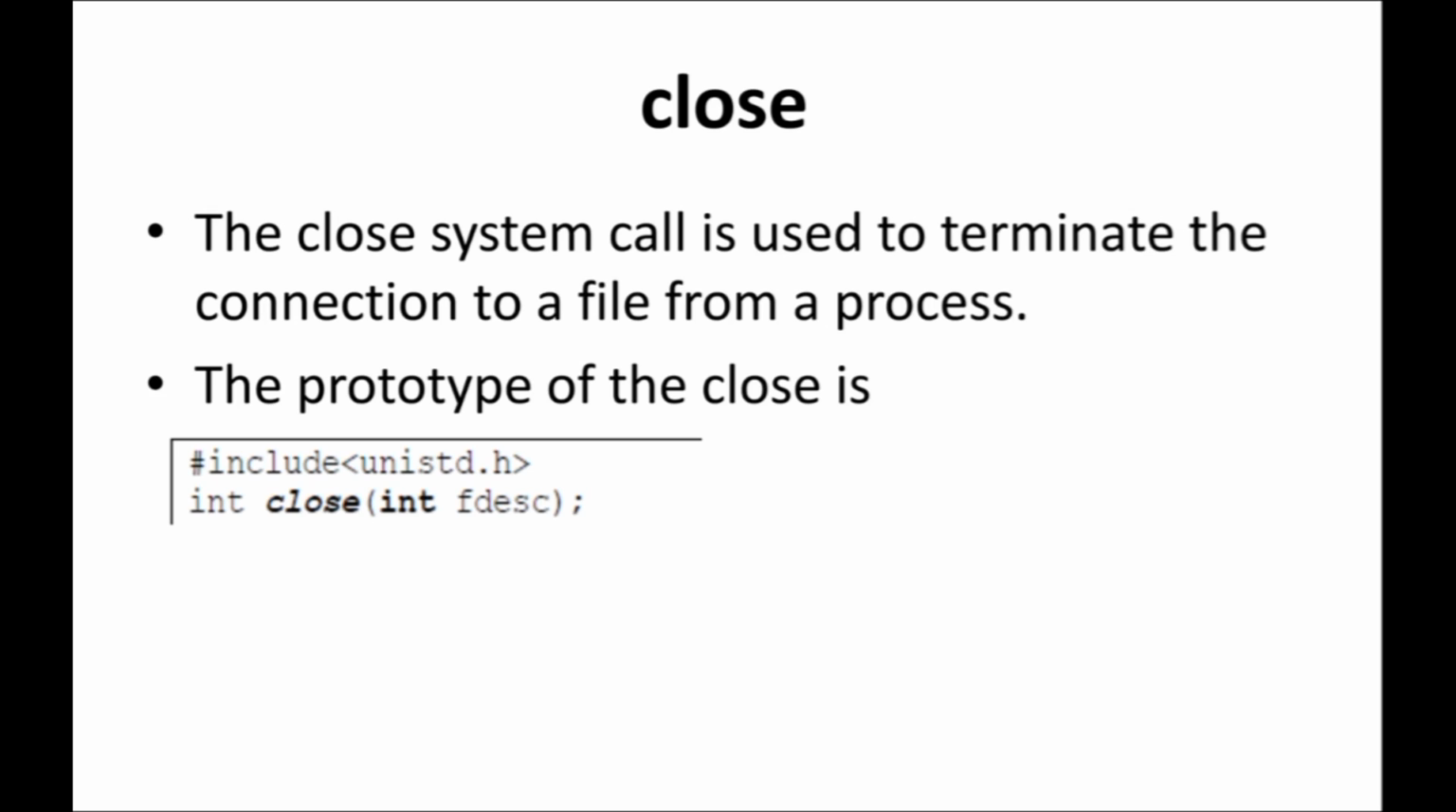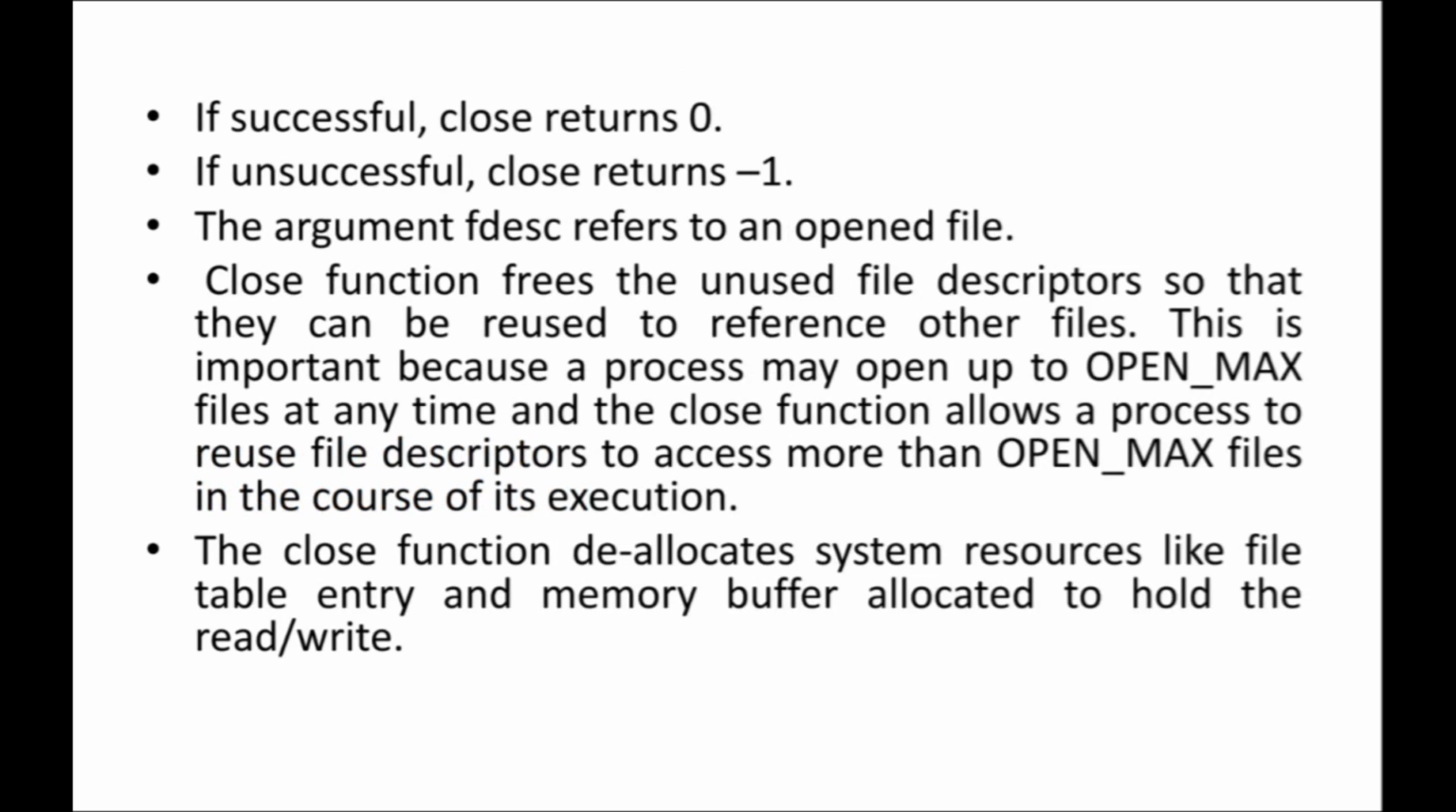So the close system call is used to terminate the connection to a file from a process. If a process wants to close the file, it can close it using this close system call API. So what is the argument here? The file descriptor. If your file is successfully closed, it returns 0. If it is unable to close your file successfully, it returns -1, a negative value. The argument for close is the file descriptor, which refers to an opened file.